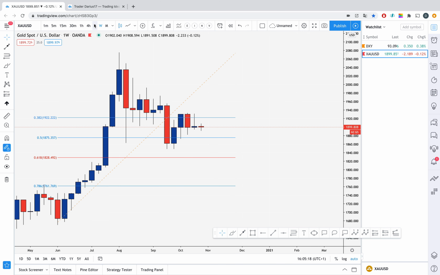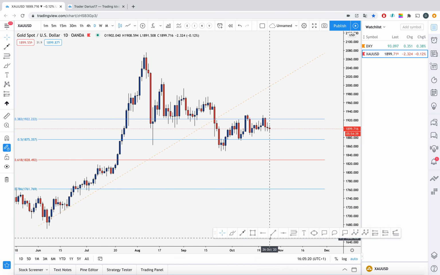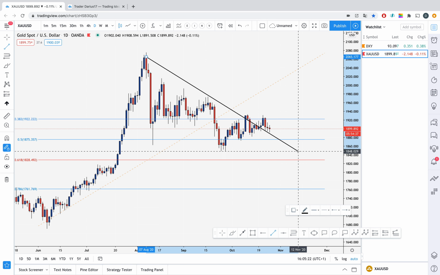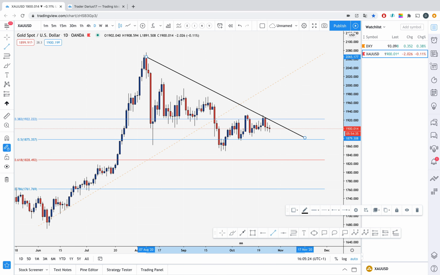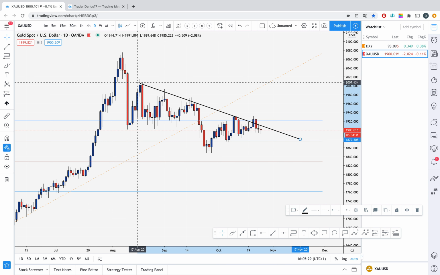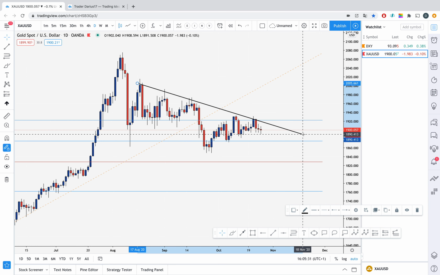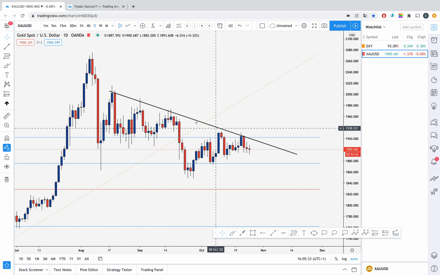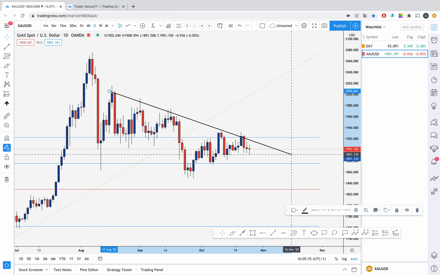But what else we can feel, if we are going to switch now to the daily, is that we're still in this trend line here. Okay, we're still below this trend line. You can feel it like this. This is how I like it the most to draw. For me, it looks more like this.